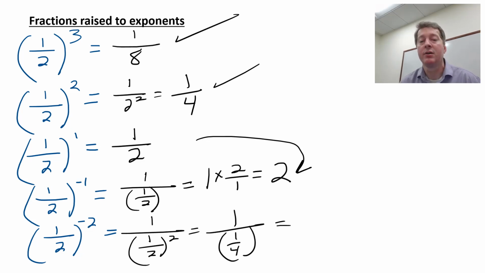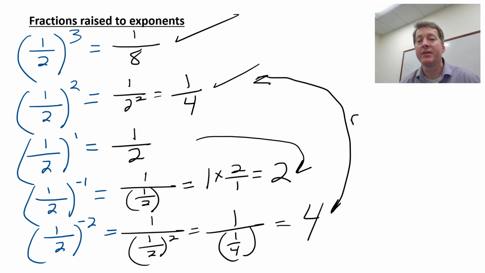That is the same as 4. So I'm taking a fraction, raising it to a negative exponent. It's actually becoming a bigger number, not a smaller number. And 1/2 to the negative 2 is the reciprocal of 1/2 to the positive 2.